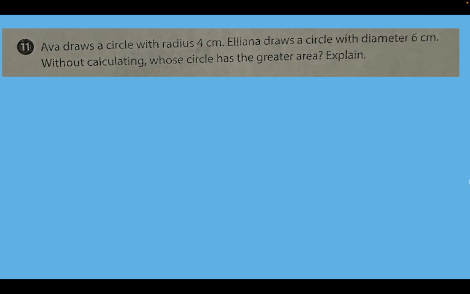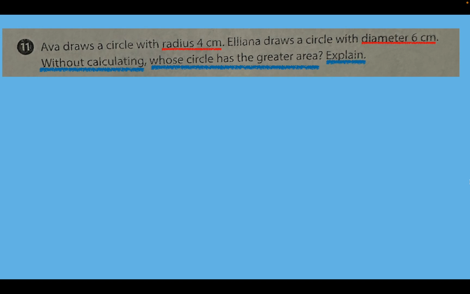All right, look at number 11. I'm not going to answer it for you, but I am going to talk you through it. It says Ava draws a circle with a radius of 4 centimeters. Eliana draws a circle with a diameter of 6 centimeters. Main point right here is without calculating, meaning don't do any kind of math. And it wants to know whose circle has the greatest area. So it wants to know which one has the greatest area by just thinking about it, talking about it, explaining it, and what do you think it would be and why. Go ahead and answer that.